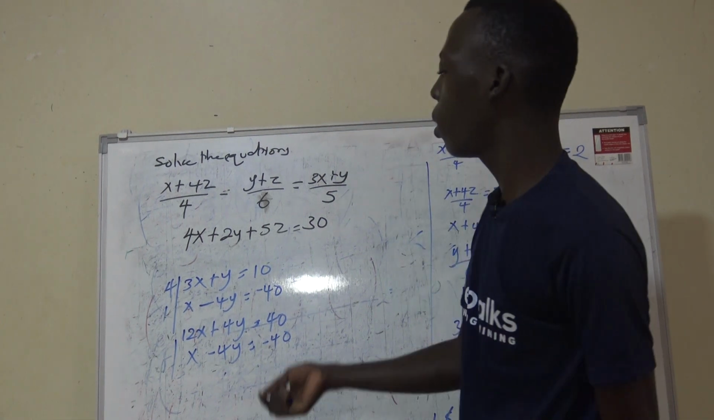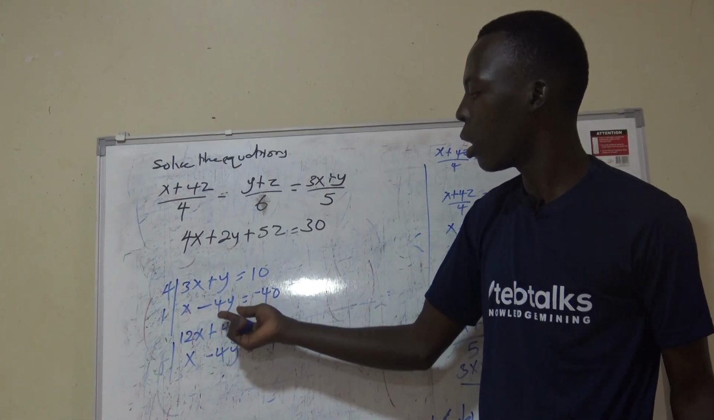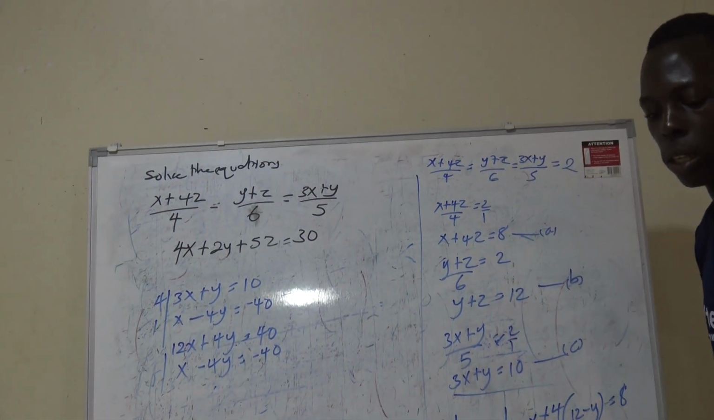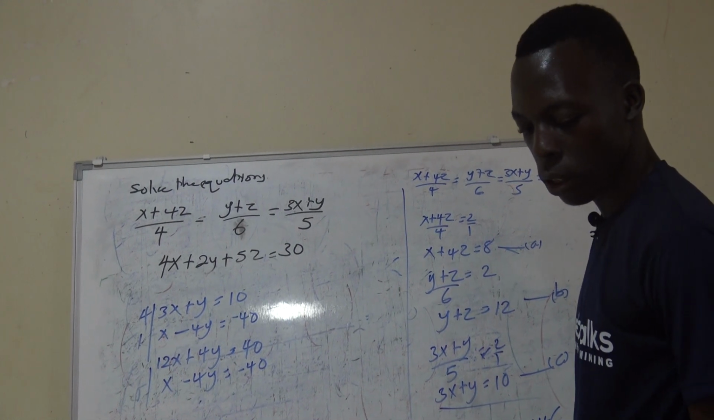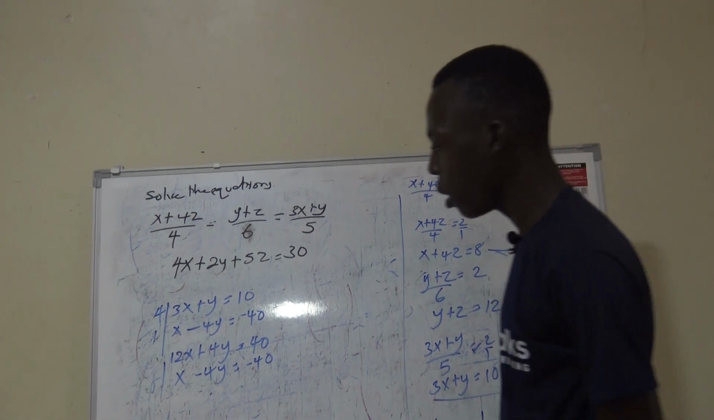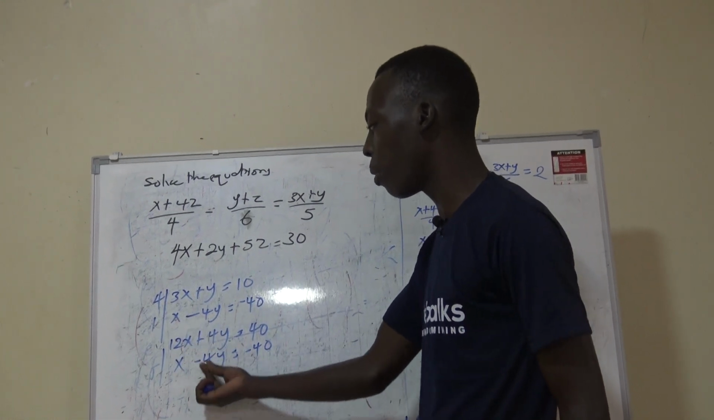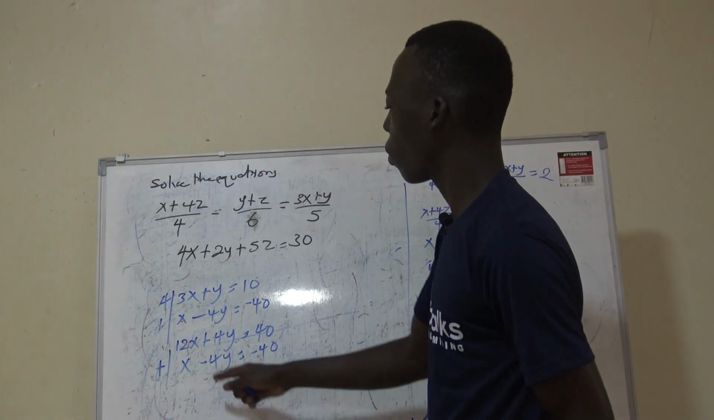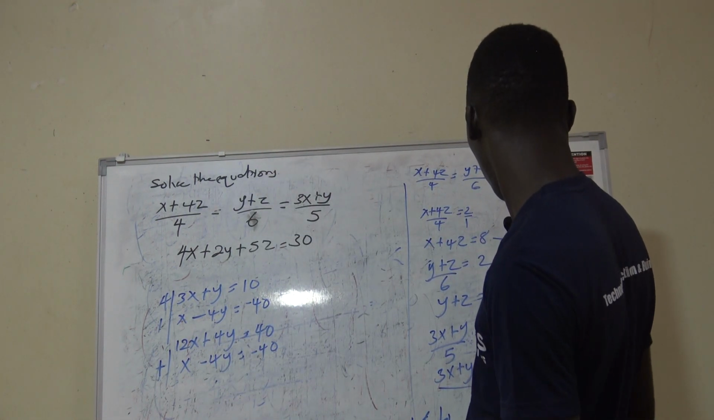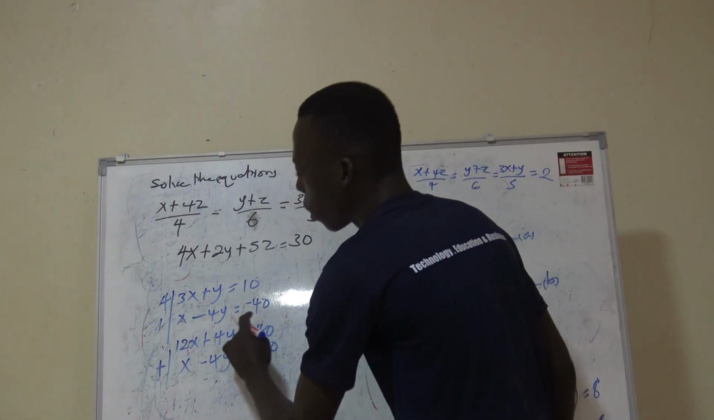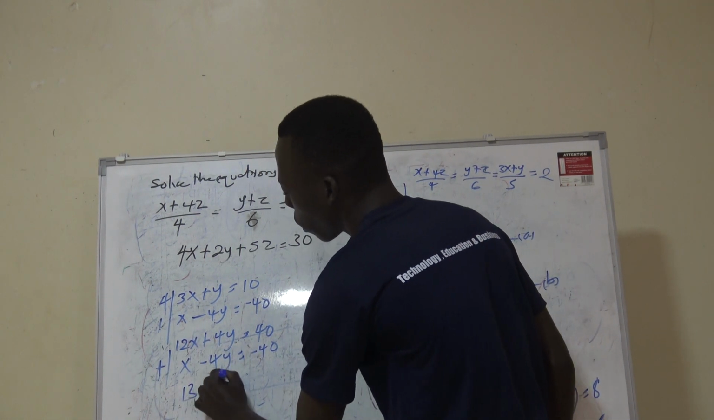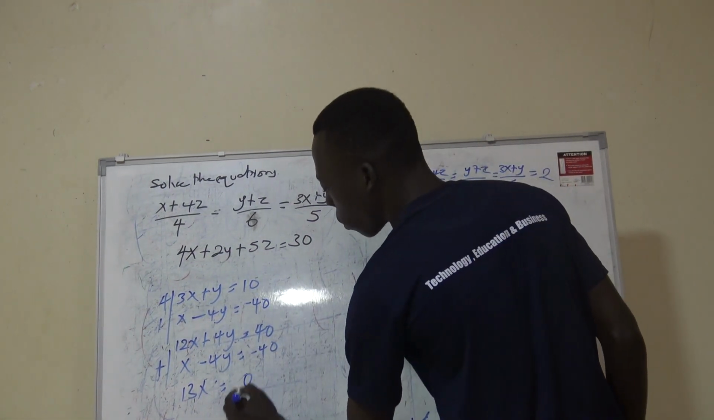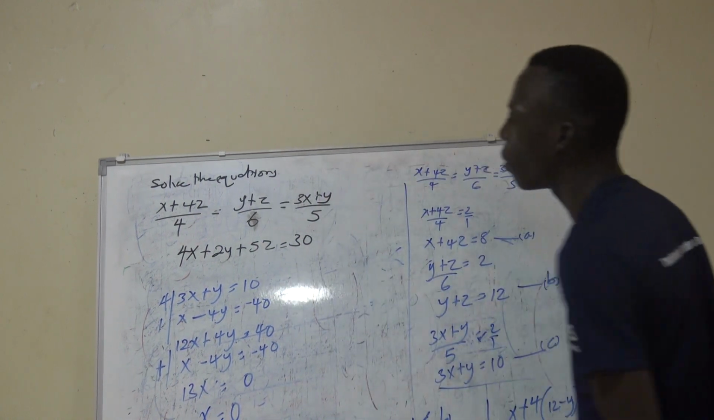By having this, we see that we have something in common here, the 4y and minus 4y. So we can just add, since these signs are not the same. So adding, we get 13x equals 0, because when you add the right side, 40 and negative 40, we also get 0. So our x will be 0.